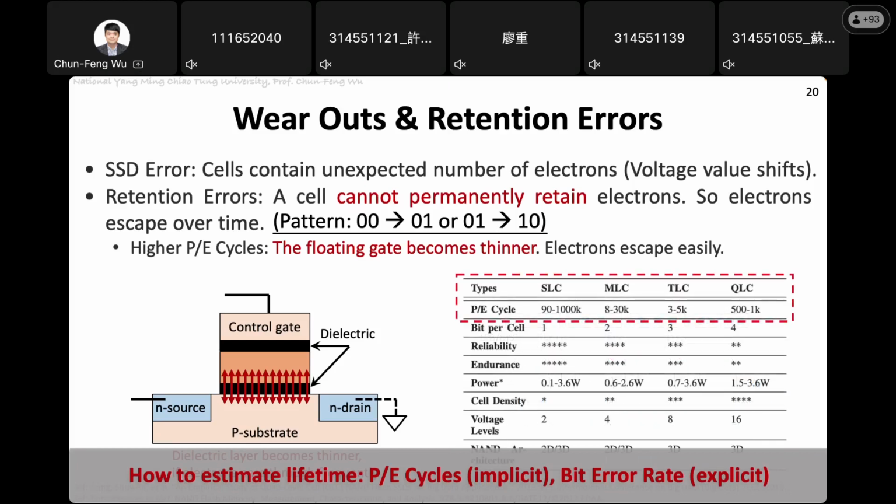Here is a table to show you different types of SSD models. This is SLC, one cell, 1 bit. MLC is usually one cell, 2 bits.